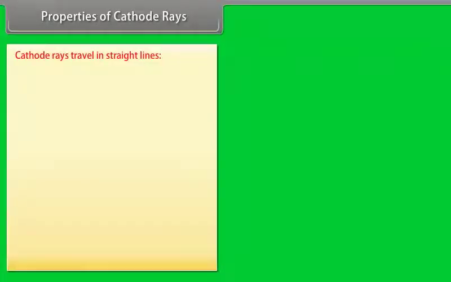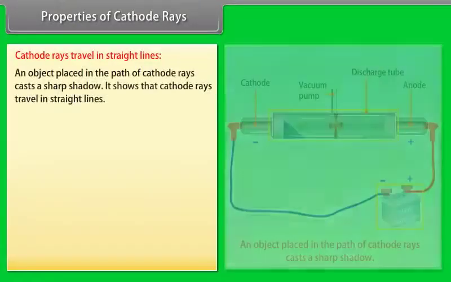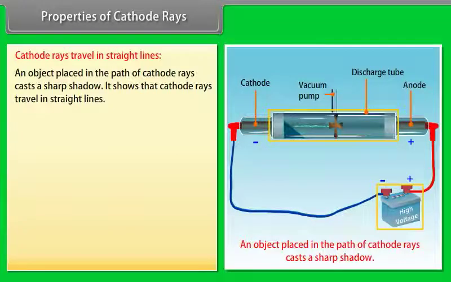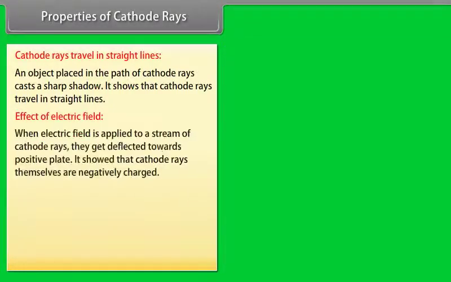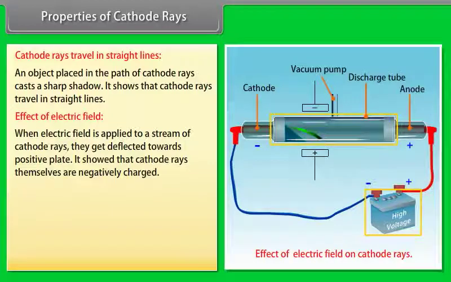Properties of cathode rays. Cathode rays travel in straight lines. An object placed in the path of cathode rays casts a sharp shadow. It shows that cathode rays travel in straight line. Effect of electric field. When electric field is applied to a stream of cathode rays, they are deflected towards the positive plate. It showed that cathode rays themselves are negatively charged.